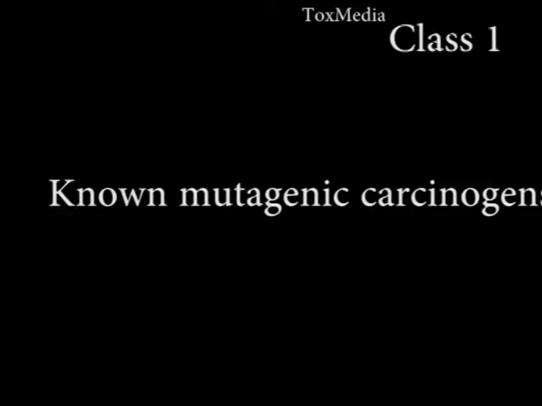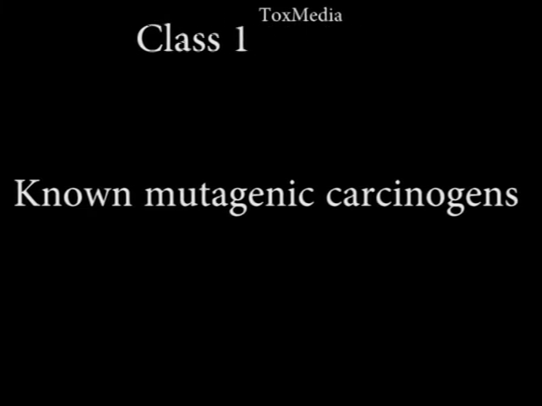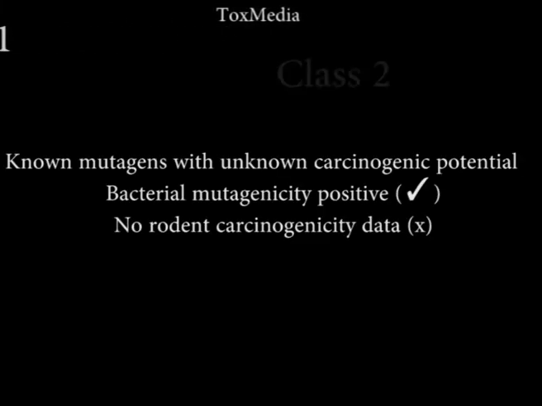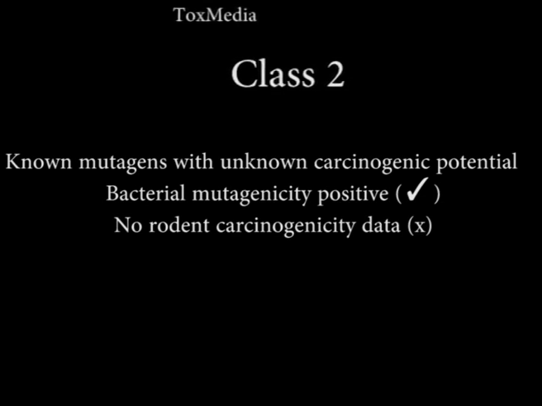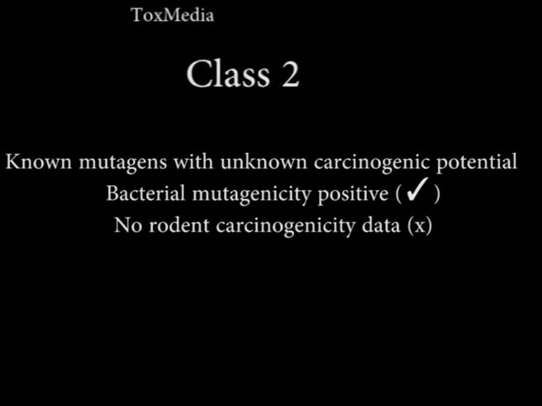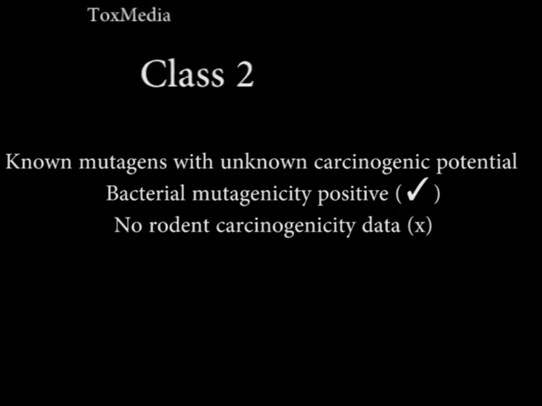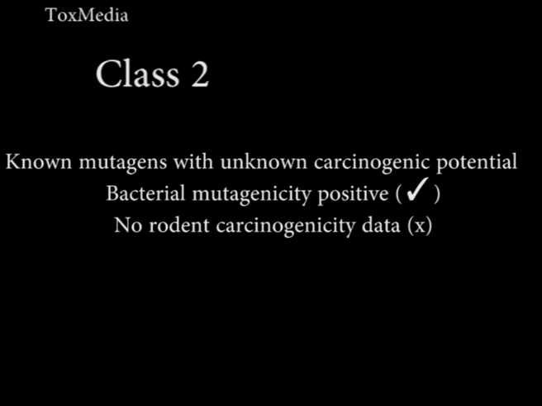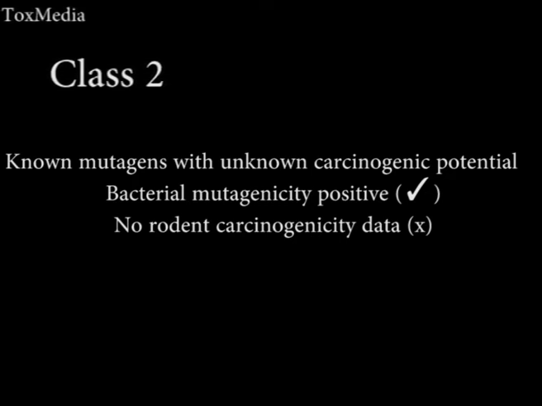How are these impurities categorized? Class 1, Class 2, Class 3, Class 4, Class 5. Class 1. Known mutagenic carcinogens come under Class 1. In Class 2, it is known mutagens with unknown carcinogenic potential. For example, bacterial mutagenicity is positive, whereas no rodent carcinogenicity data is available.